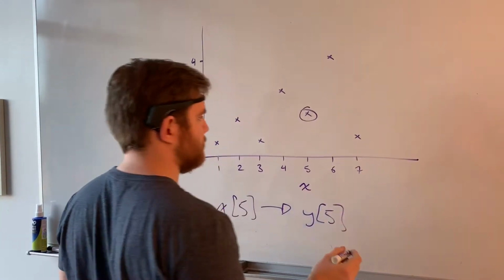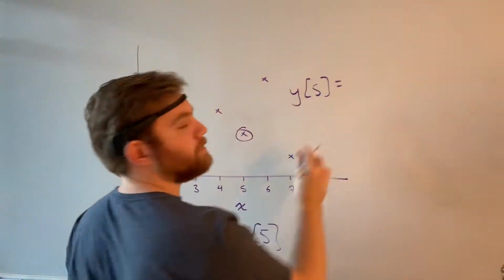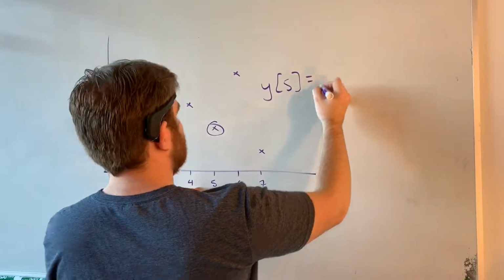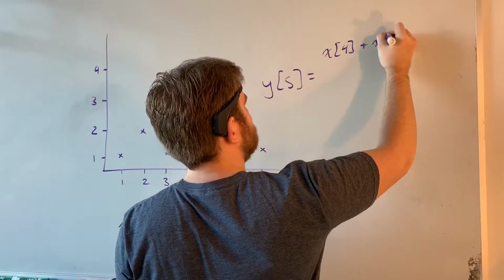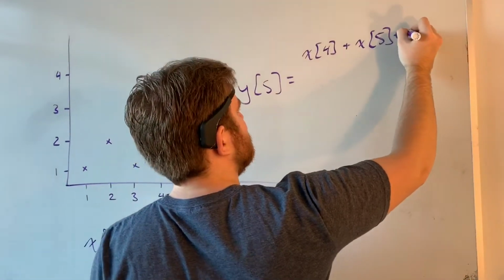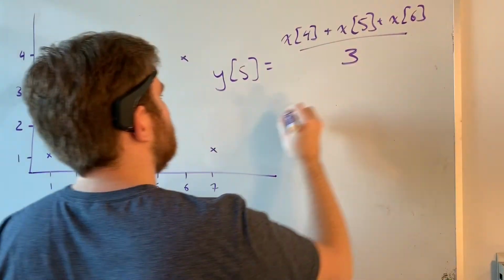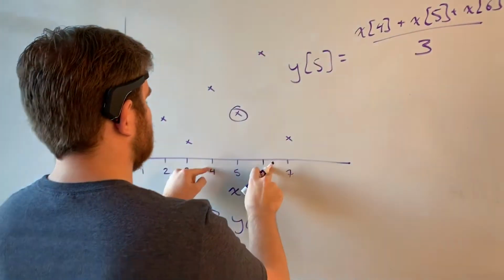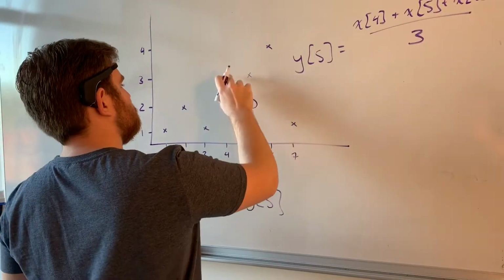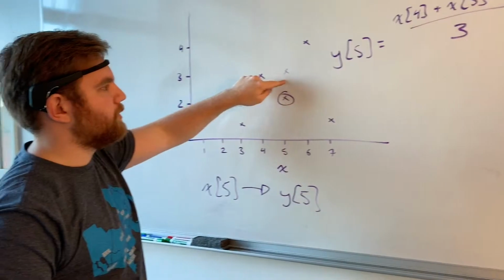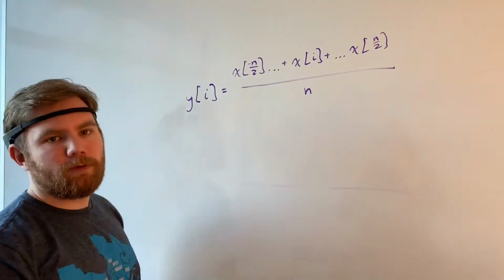The way the moving average filter works is we have Y of 5 equals, this is for a 3-point moving average filter, X of 4 plus X of 5 plus X of 6, over 3. And this will give us a point for Y that takes all of these 3 points into account and gives us another point that's probably around here, which is the moving average, so it's the average of these 3 points.